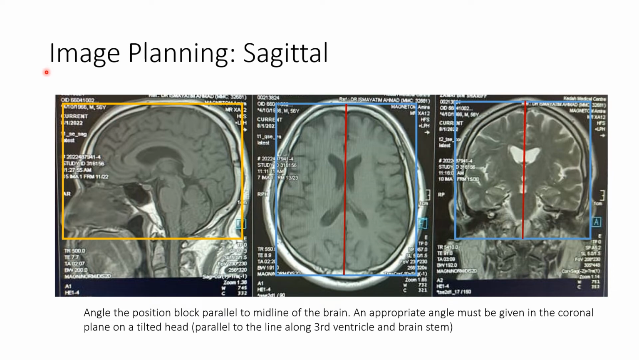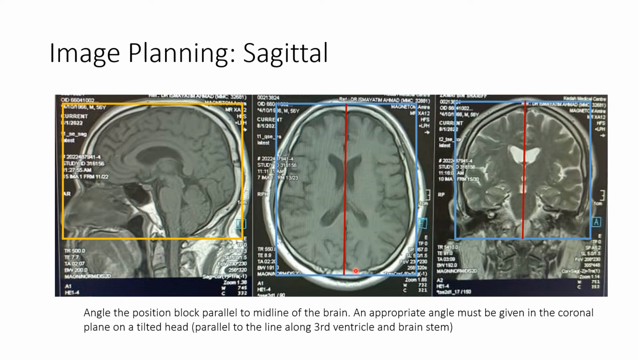This is for image planning for sagittal scan. The yellow box indicates the desired images that we want to scan, and the blue box indicates what we have to plan from the axial images. We have to angle the blue block parallel to the midline of the brain. So we use the red line to indicate the block must be parallel to the midline of the brain.